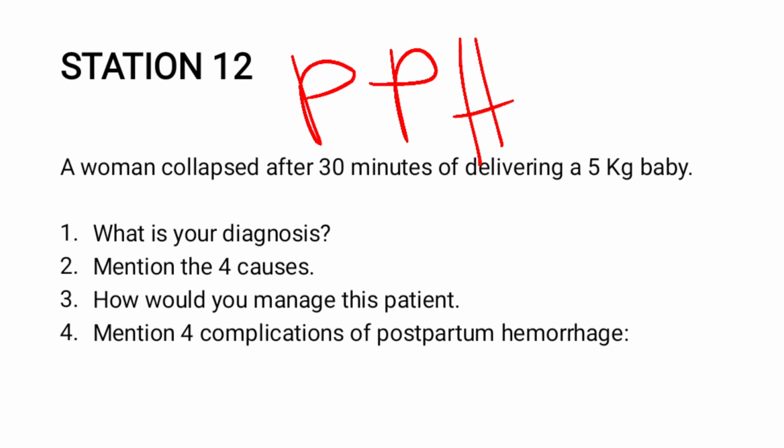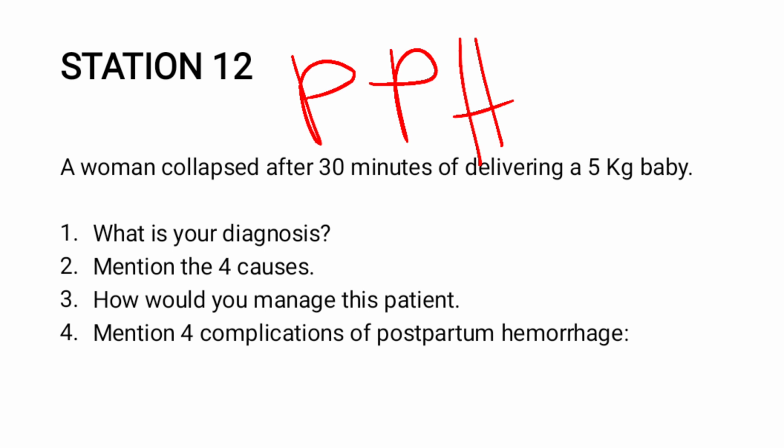So the 4 causes, remember, we have a memory aid, so we call them the 4 Ts. These are things you are not supposed to forget. We have tone, trauma, tissue, and thrombosis. But those are things to help you remember. So what do you mean by tone? An example under tone, which is also the most common cause of PPH, is uterine atony.